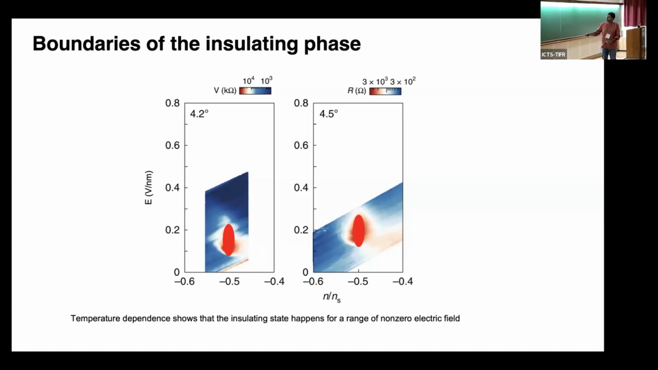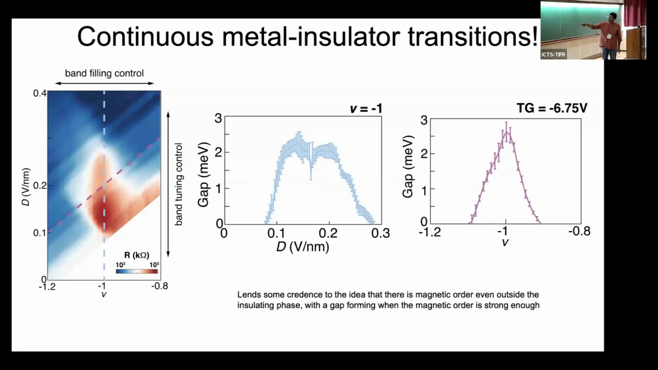angles. And you can go and look at the behavior of the sample by measuring its resistance as a function of temperature and figure out whether the sample is insulating or metallic. And you can also measure the size of the gap from an Arrhenius fit. And if you plot that as a function of electric field, that's the blue line, or as a function of density, that's this purple line, and you measure the gap as you cross this ring, what you notice is that the gap goes continuously to 0.